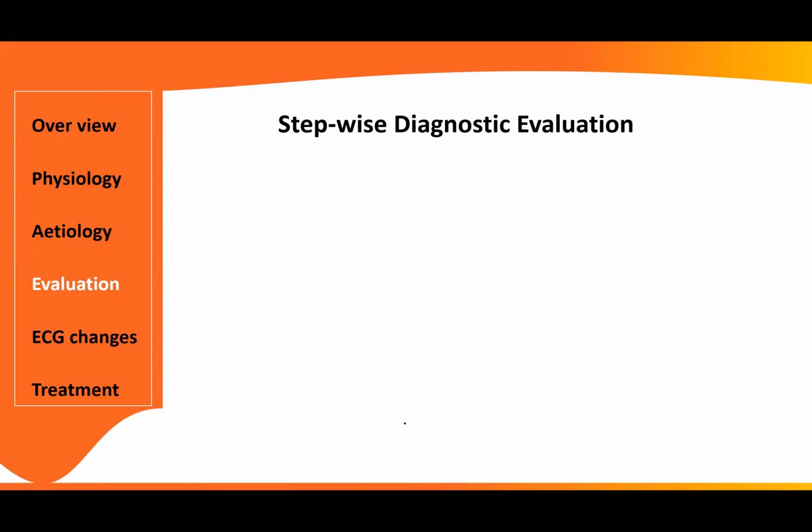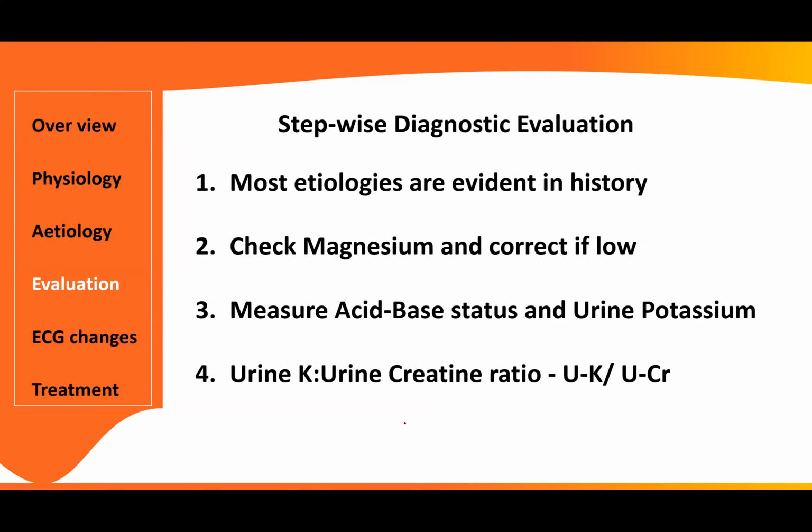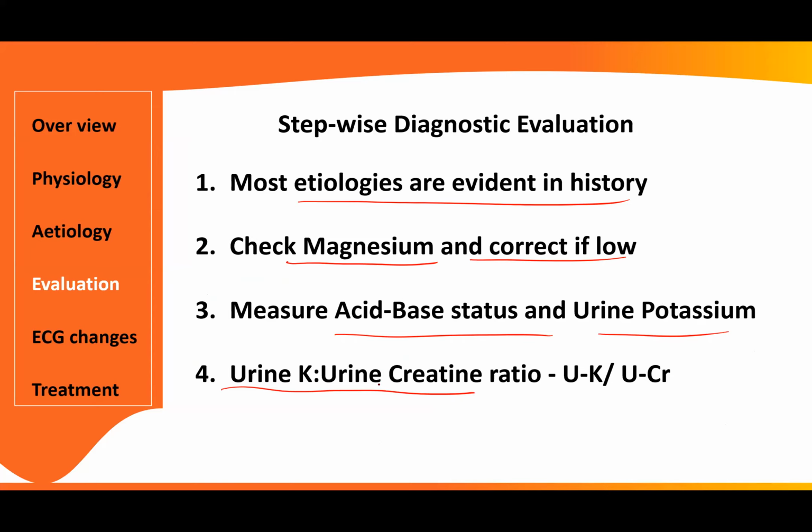Now, what is the stepwise diagnostic evaluation? First step, most etiologies are evident in the history itself. A careful history will tell you this is the cause of the hypokalemia. Magnesium, you have to check, and immediately correct if it is low. And measure the acid-base status and urinary potassium. Relate the urine potassium to urine creatinine. That is called the urine potassium by urine creatinine ratio, UK by UCR. UK is urine potassium, UCR is urine creatinine. So that you have to work out.